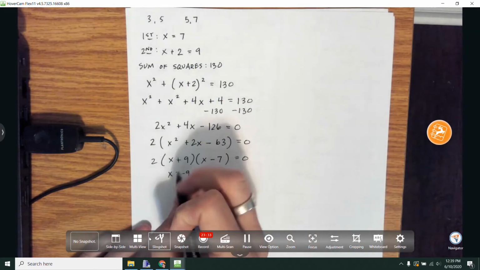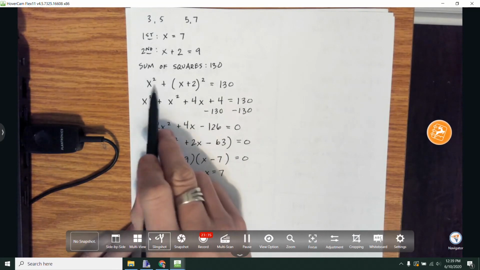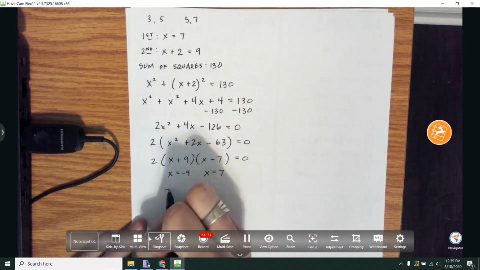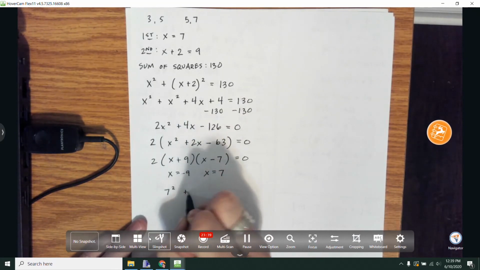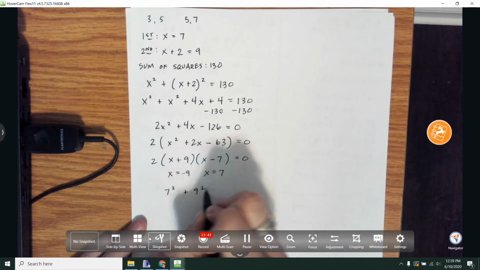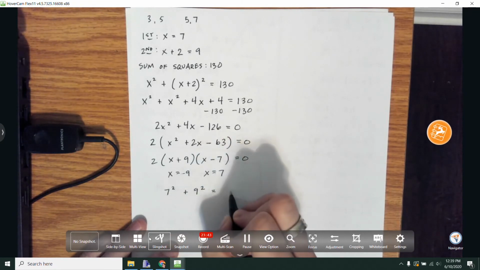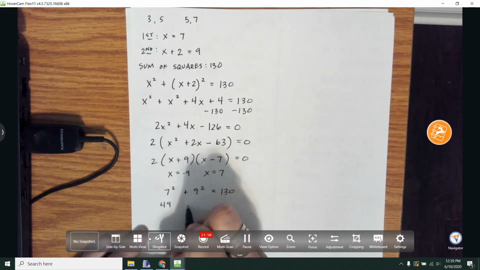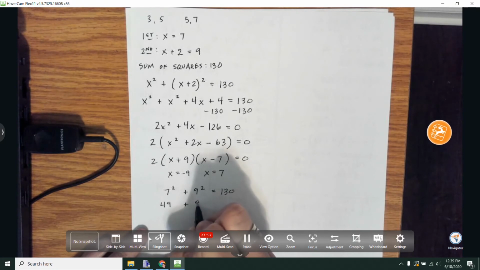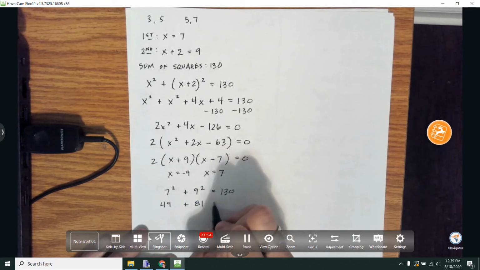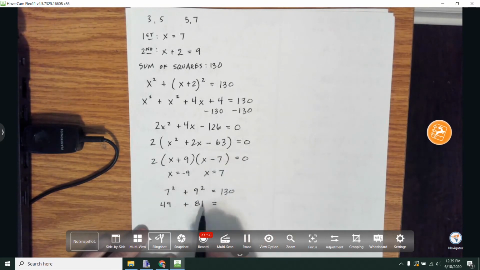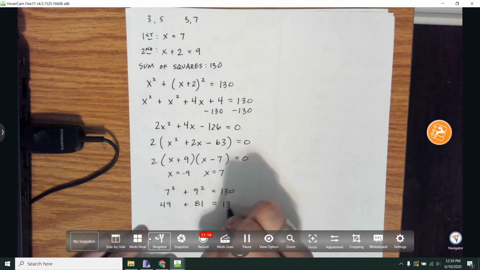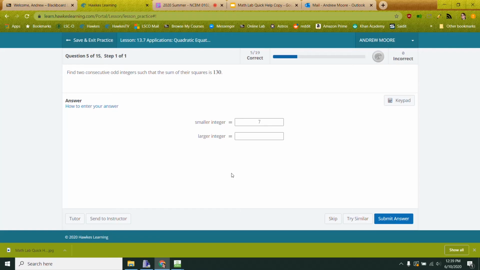Now, if you want to double check it, remember we did the sum of their squares. So we did 7 squared plus 9 squared. And that should equal 130. Well, the square of 7 is 49, and the square of 9 is 81. And if you combine those, you'll see that it does actually equal 130. So this checked out.